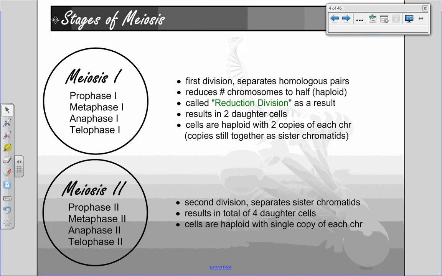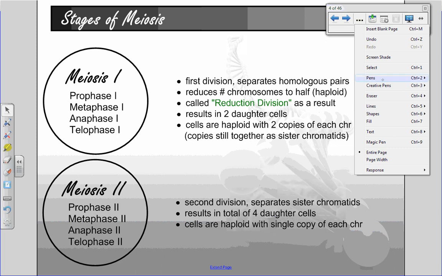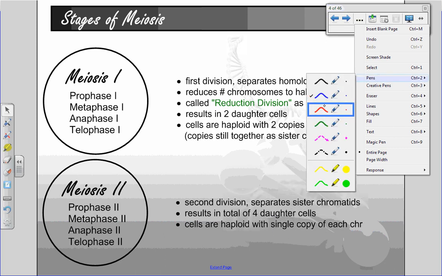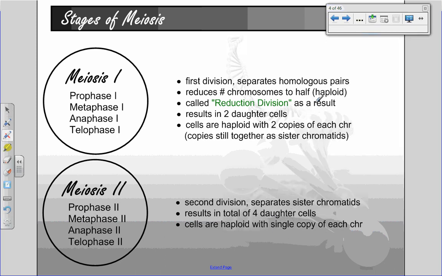Okay, this is meiosis part 2, and in this video we're going to focus on the stages of meiosis. If you look at meiosis and the stages that are shown here, the names of the stages you should be able to remember because they're the exact same as the stage names for mitosis. The only difference is we have prophase 1 and prophase 2 because there are two divisions in meiosis.